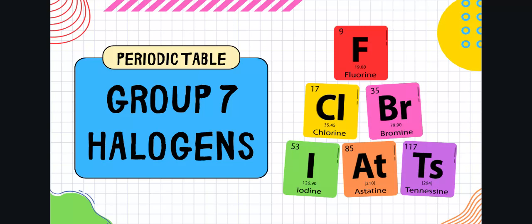This is a continuation of our series on the periodic table of elements. Today, we're going to be learning one last group, the group 7 halogens, which are fluorine, chlorine, bromine, iodine, astatine, and tennessine.